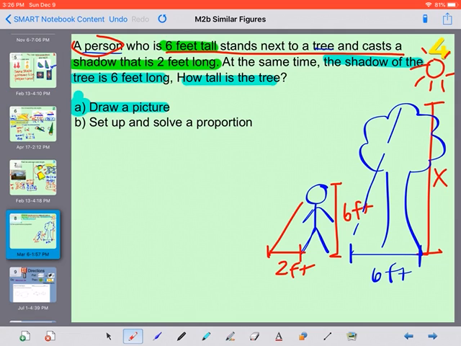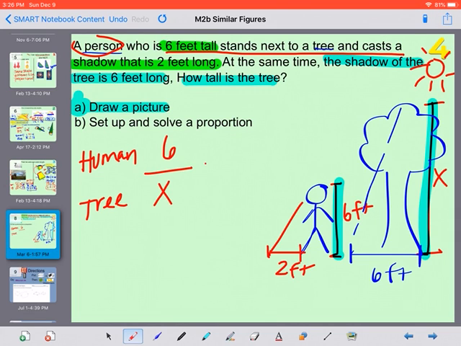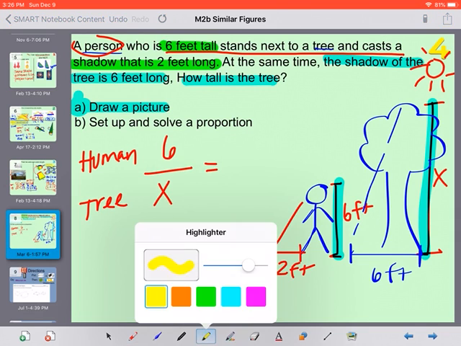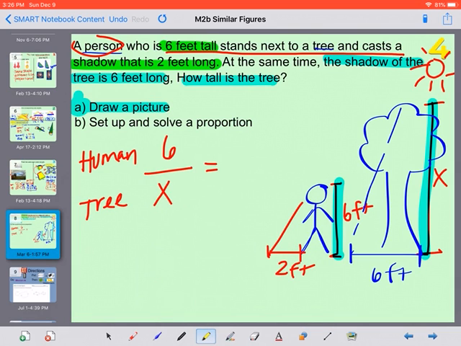So we're going to set up a proportion. I'm going to go from the human to the tree when I write my ratios. First, I'm going to look at the height. The height here is 6. The height of the tree is x. So when I write that, the human is 6 feet tall. The tree we don't know. And then looking at their shadows from human to tree, 2 to 6. 2 over 6. There are other ways to set up this proportion as well, but you need to follow the same pattern. Human tree, or like shadow height, when you write your proportions.